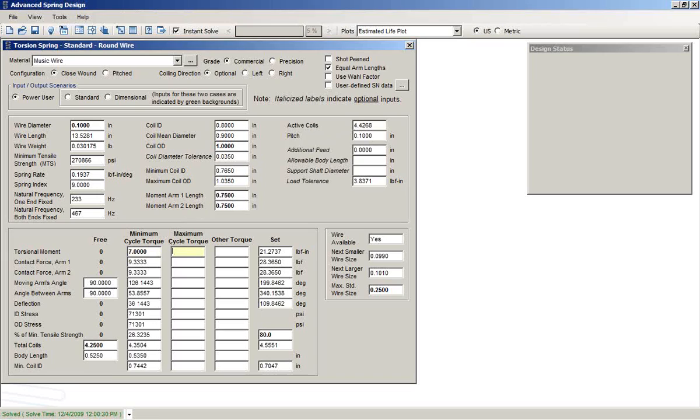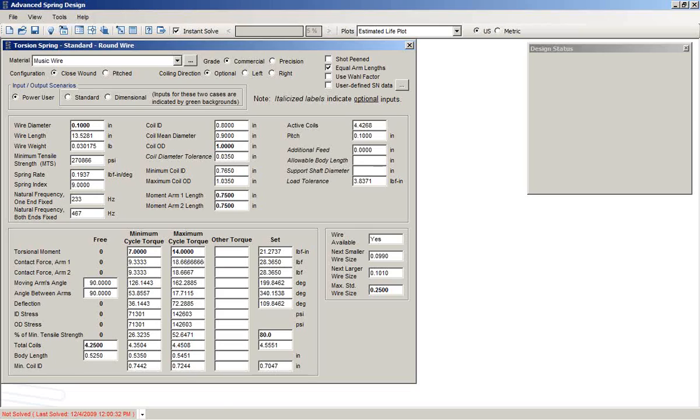Make some more entries here. And as I do, you see that the software has done the calculations. It shows the changes to the moving arms angle and the angle between arms as we add loads to the spring, these cycle loads. Moving arms angle and angle between arms are two different ways of explaining how the arms on the torsion spring are related. The angle between arms, that's a new variable that's been added to ASD7, simply the difference in the direction that the two arms are pointing, that's all.